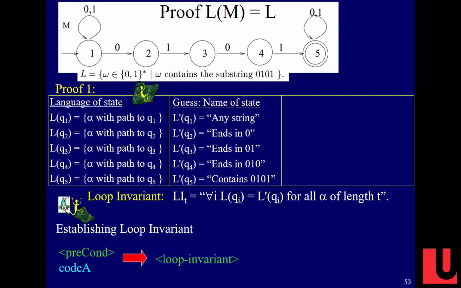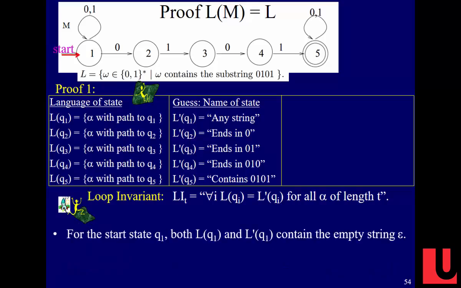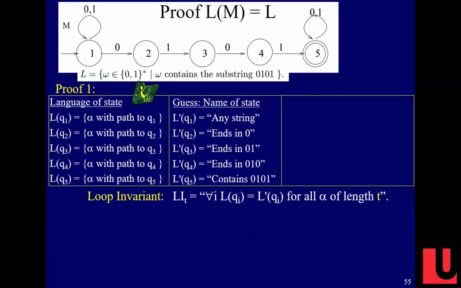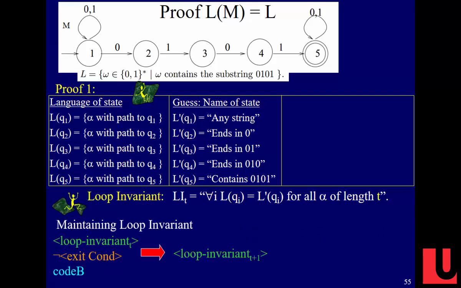All right. So here, how do we establish the loop invariant? We have to prove it's true for the empty string. Well, where's the empty string? Here for state Q1, both contain the empty string, right? And the others don't contain the empty string. So we proved it's true for the empty string.